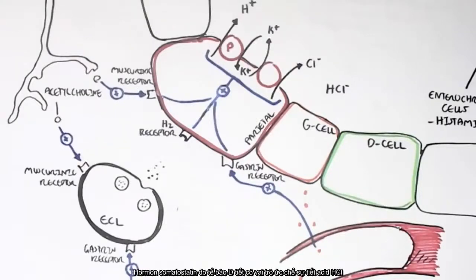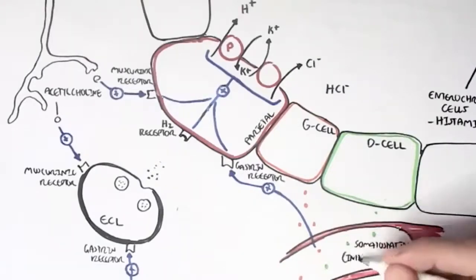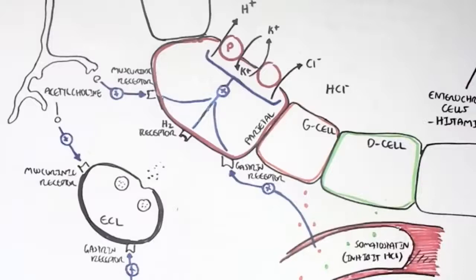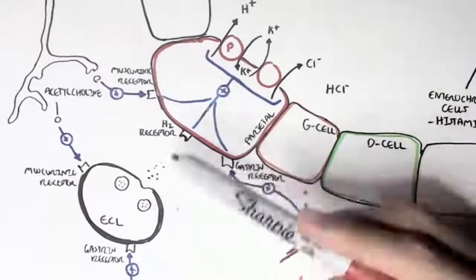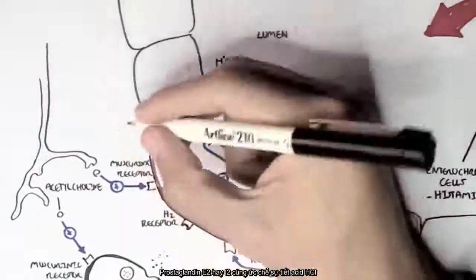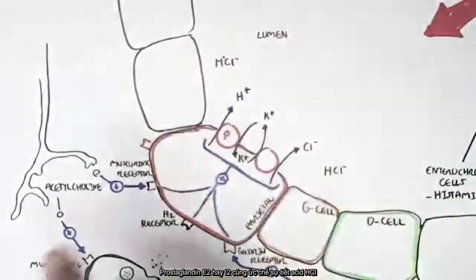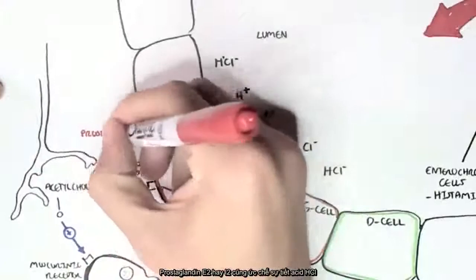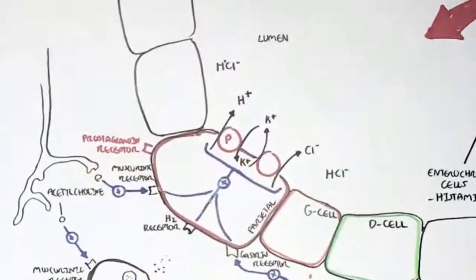The cells and mechanisms that inhibit hydrochloric acid secretion include the hormone somatostatin, which is secreted by the D cells. So somatostatin basically inhibits hydrochloric acid secretion. Also, inflammatory mediators such as prostaglandin E2 and prostaglandin I2, derived from arachidonic acid, inhibit hydrochloric acid secretion.